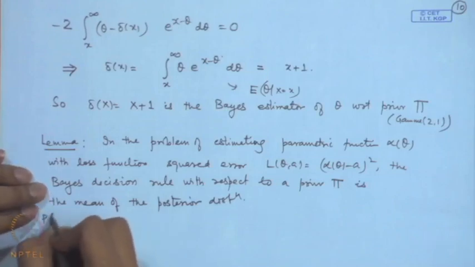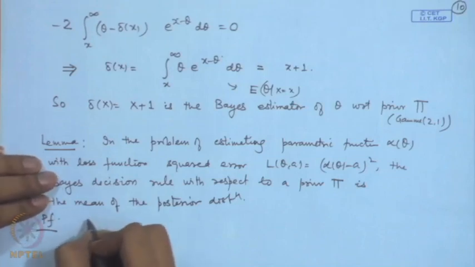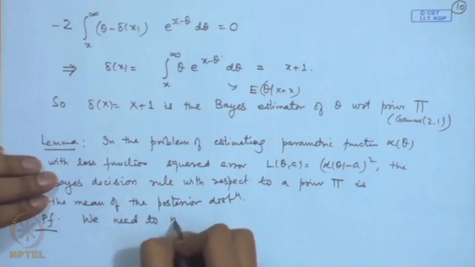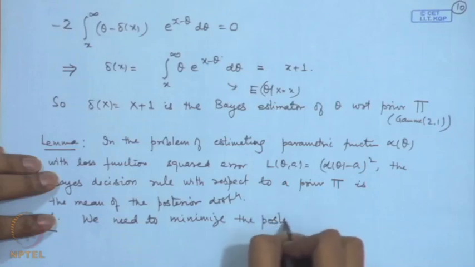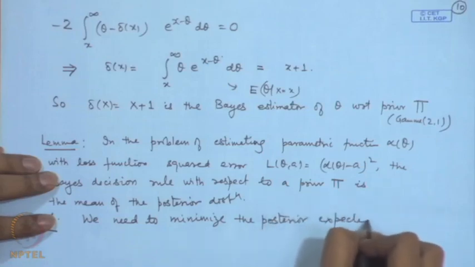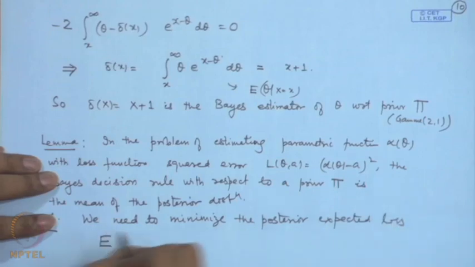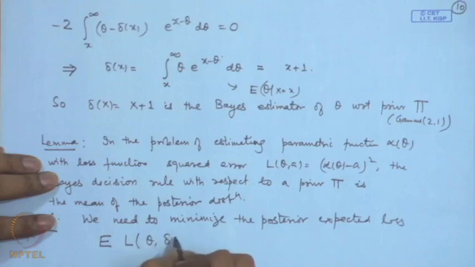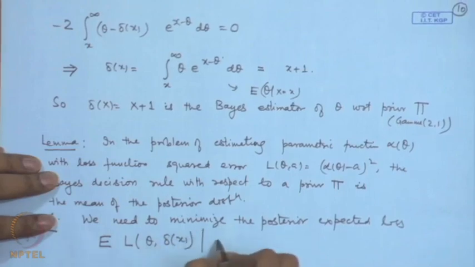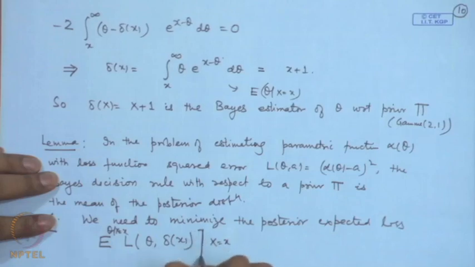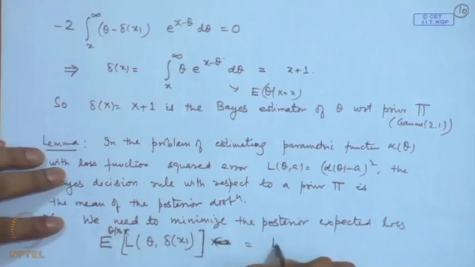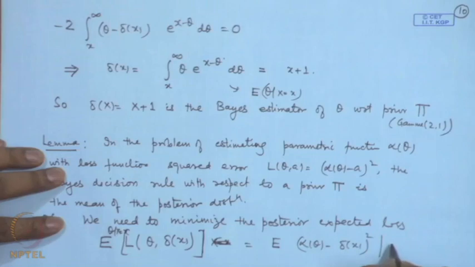Let us look at the proof of this. We can give it in a general sense. We need to minimize the posterior expected loss, that is the expectation of L of theta, delta of x given X equal to x. So, this is the integral or expectation with respect to the conditional distribution of theta given x. Now, this is nothing but the expectation of alpha of theta minus delta of x, whole square. This is with respect to the conditional distribution of theta given x.